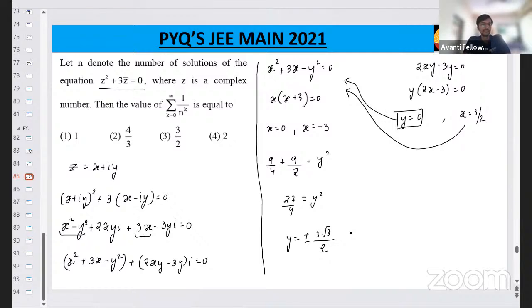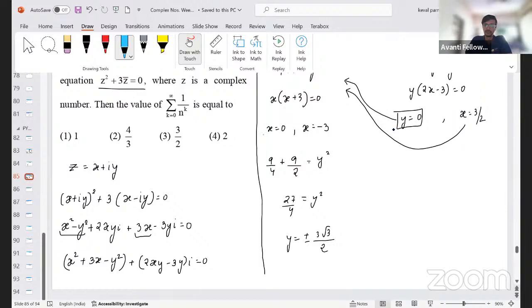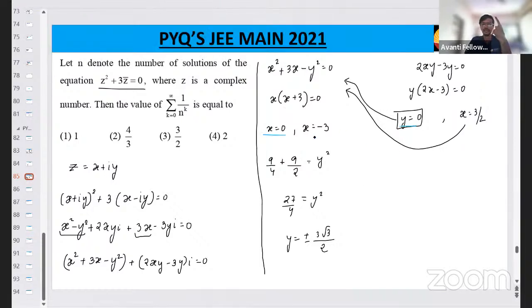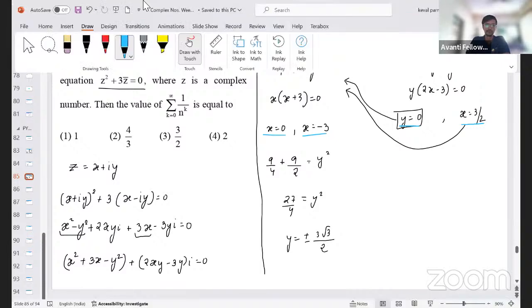So n denotes the number of solutions of the equation. How many solutions did we get? One, see, I am marking it: x equals 0, y equals 0, one solution. x equals -3, y equals 0, two solutions. x equals 3 by 2, y equals plus 3 root 3 by 2, third one. And x equals 3 by 2, y equals -3 root 3 by 2, so fourth one. So how many solutions did we get? Number of solutions are 4, correct? Don't make a mistake. Number of solutions are 4.